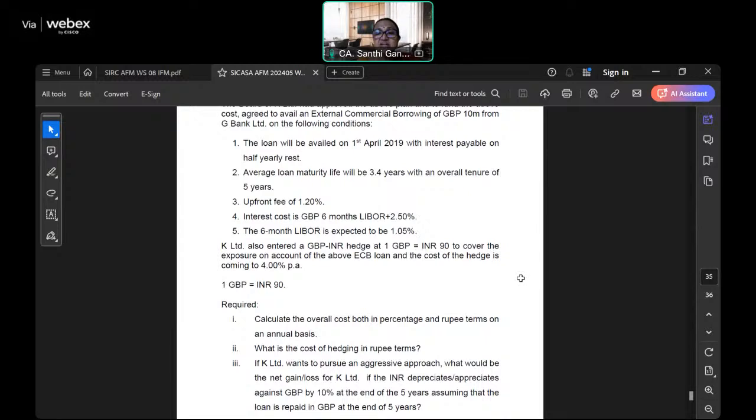Then applicable interest rate, because 6 months LIBOR is given, and I know the credit spread, I can find out how much it is. Cost of hedge is given to be 4% per annum, and let me consider that also. And GBP INR rate, as far as the hedge is concerned, that is also given. Now this is per annum 3.5%. This is also per annum 4%. So multiply with the average loan maturity life for you to get the rate for this easily.